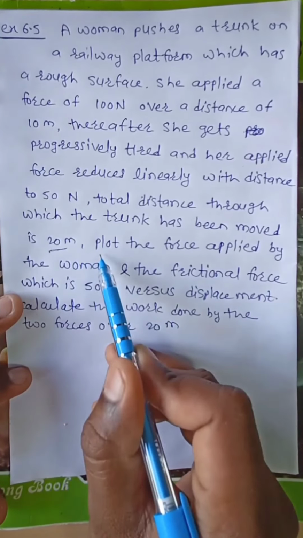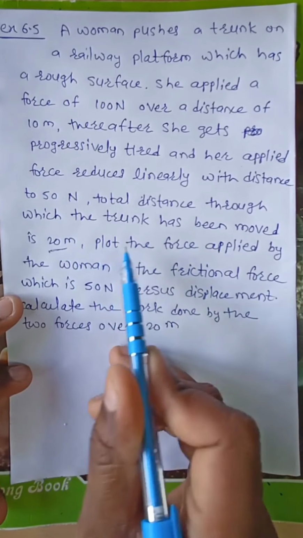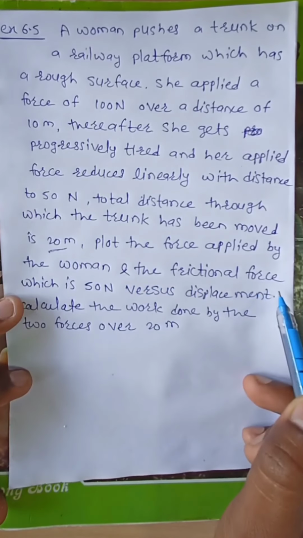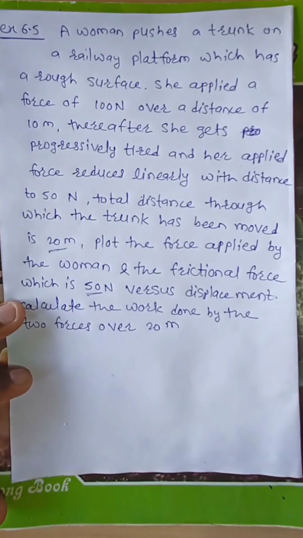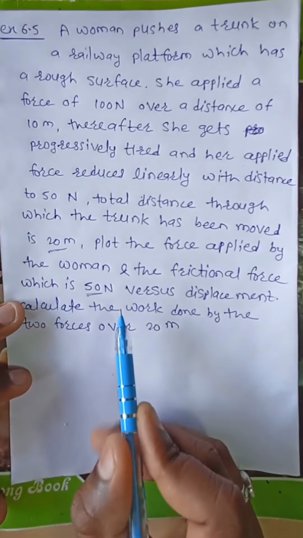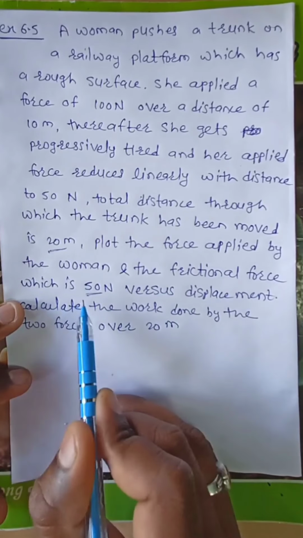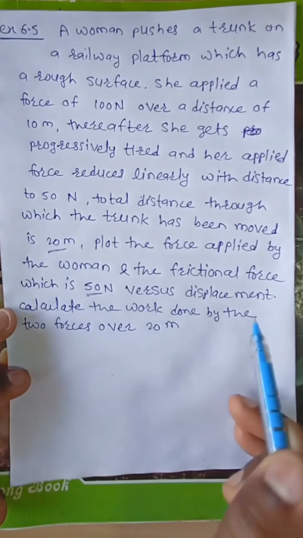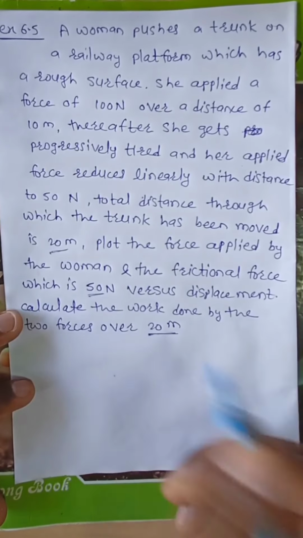Okay, now what is the question? Plot the force applied by the woman. Means draw a graph between the force applied by the woman and the frictional force, which is 50 newtons. Whatever the friction force, meaning the force opposing the motion, is 50 newtons. Means plot the applied force by the woman and the frictional force, which is 50 newtons, versus displacement. And also calculate the work done by the two forces over 20 meters.